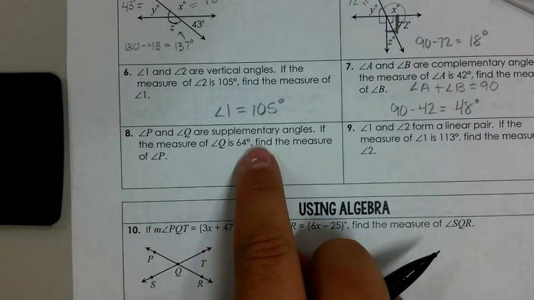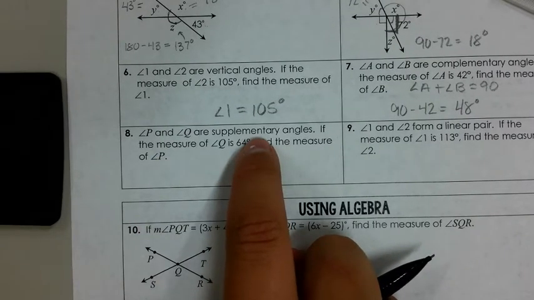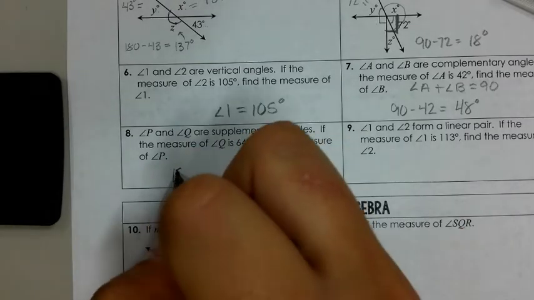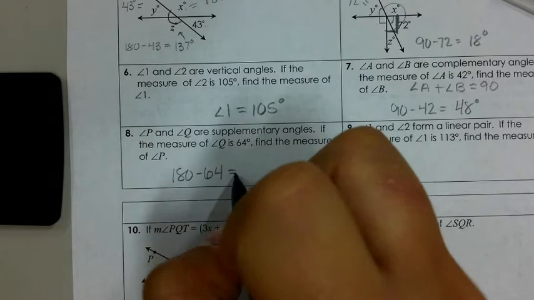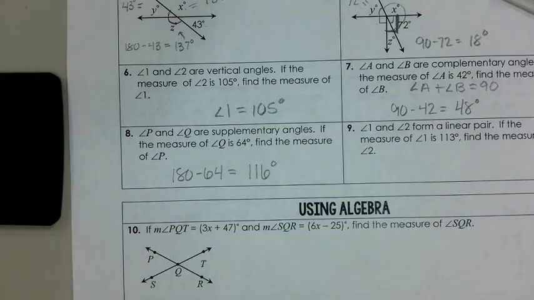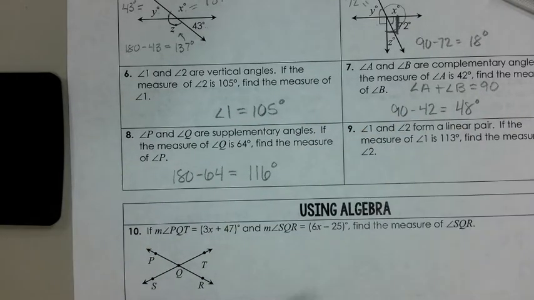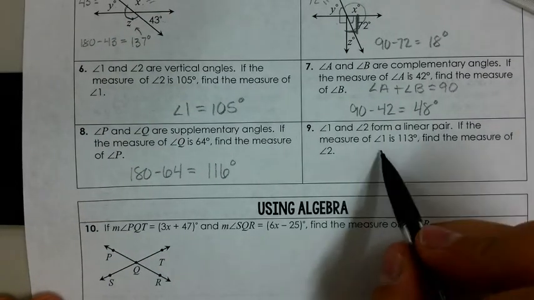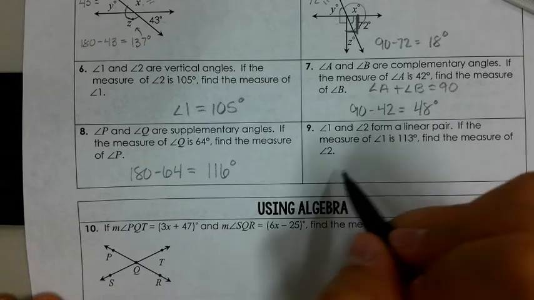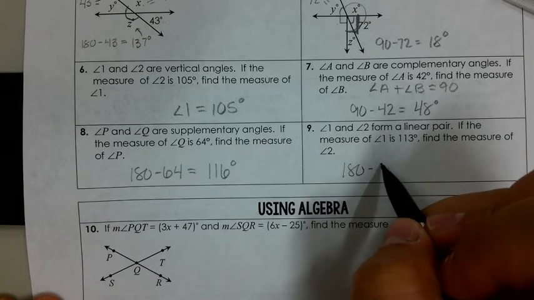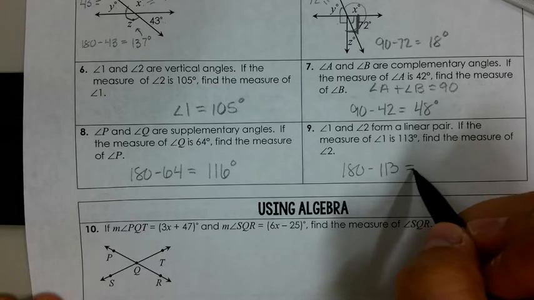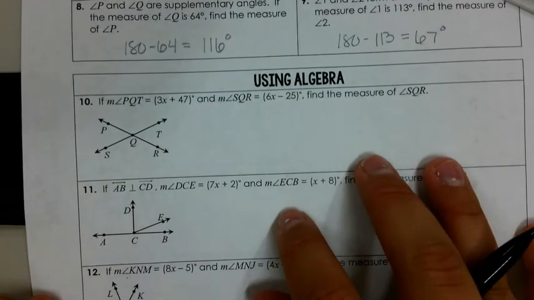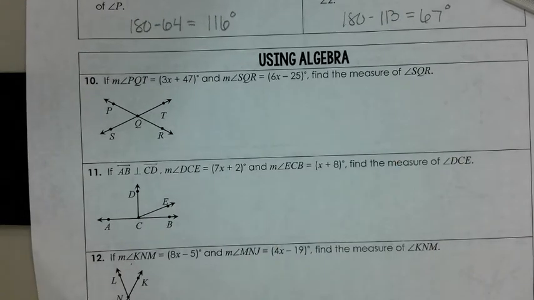P and Q are supplementary. If you remember, supplementary is 180. If the measure of angle Q is 64, how do we find P? So it'd just be 180 minus 64, which is 116 degrees. Angles 1 and 2 form a linear pair. Linear pair is 180. If the measure of angle 1 is 113, find the measure of angle 2. So that's 180 minus 113, which is 67 degrees. So again, it's just using angle relations.